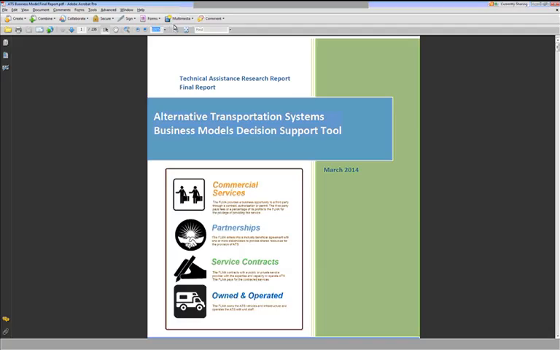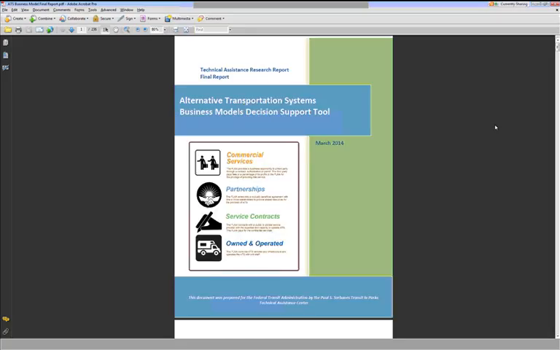Okay, I'm going to change the zoom down to a level I think will be a bit easier to see. Basically what you're looking at now is the decision support tool itself, the final report of which was just released within the last few days, and I'm going to navigate this, demonstrating how you might use it.